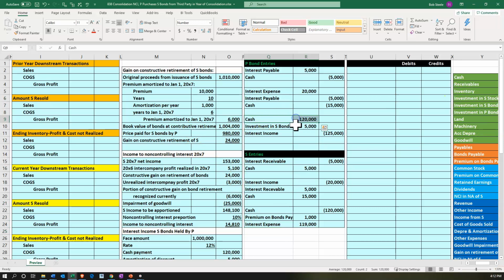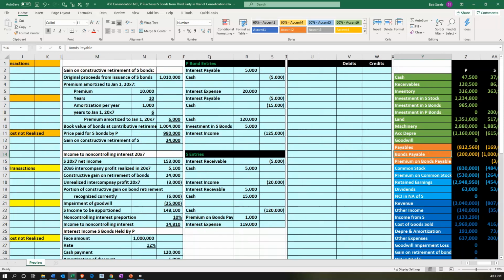Cash is still good, but this side doesn't match up because they weren't issued directly to themselves, and that's why we have this 24,000 gain on constructive retirement that we're going to have to deal with. Okay, so now let's go back and do our first journal entry.